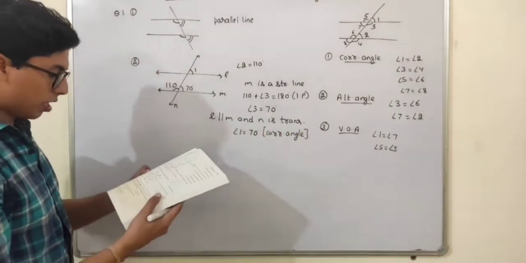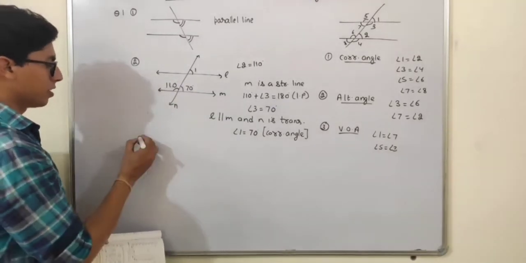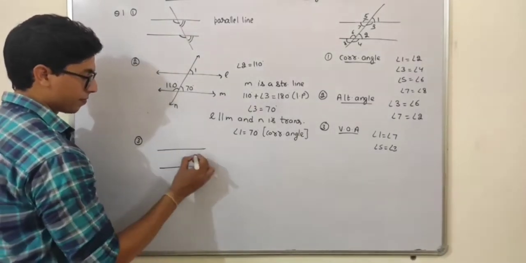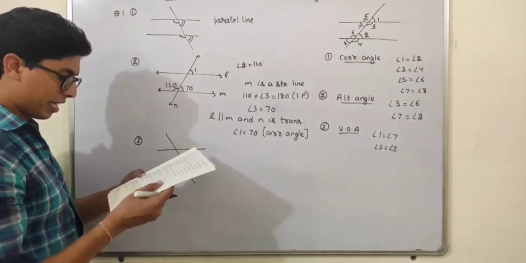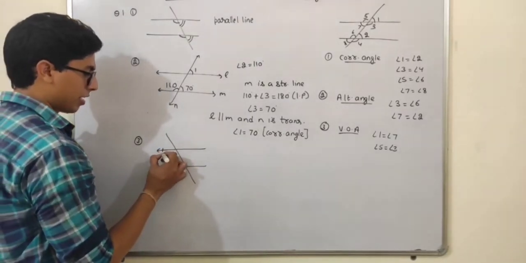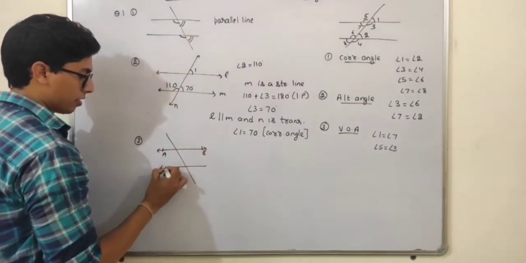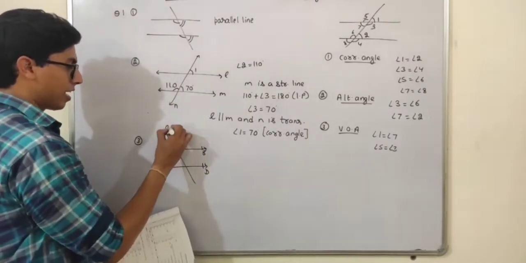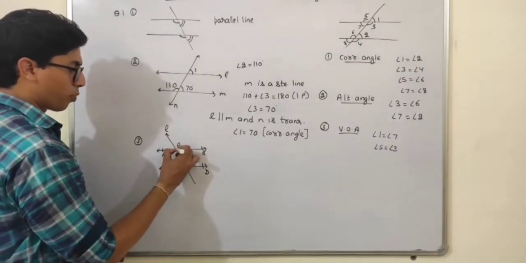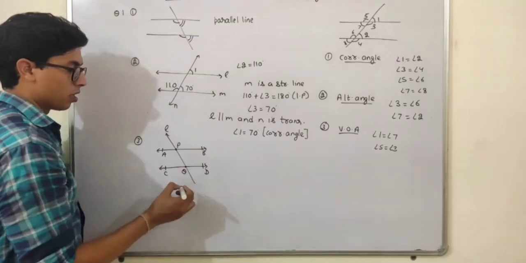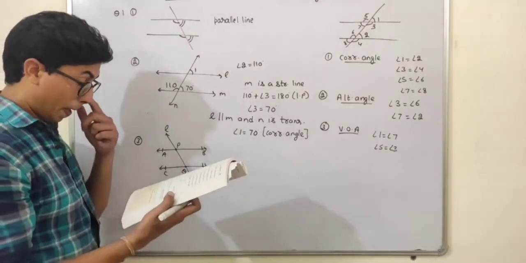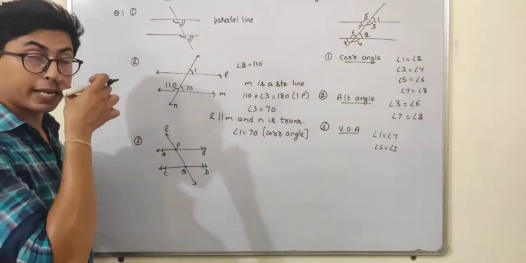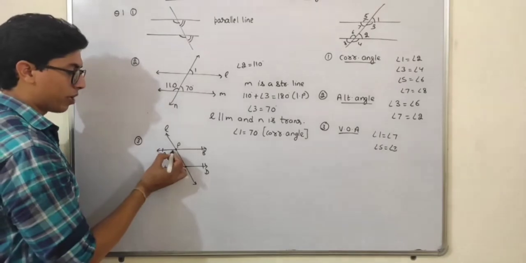Now, students, the third part. This figure is given in the book. It is A, B, C, and D. This is L, and here we have these points P and Q. AB is parallel to CD, given in the question. Angle APQ is 130 degrees, students.